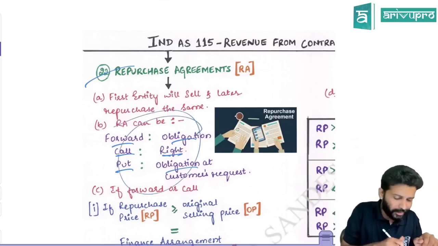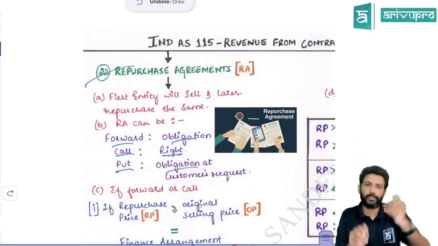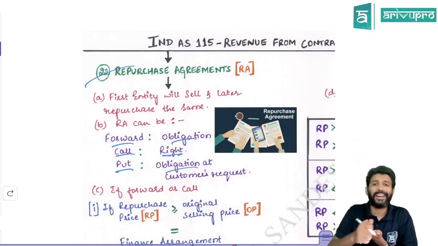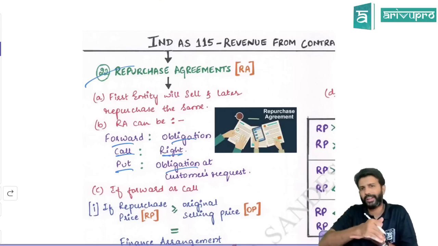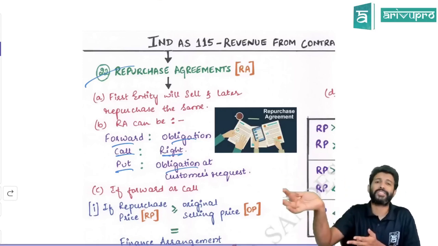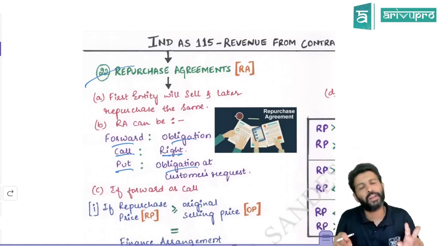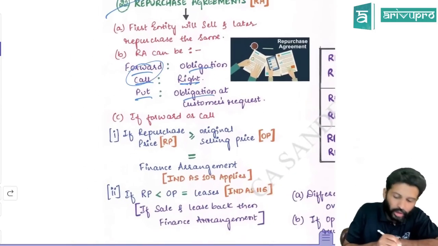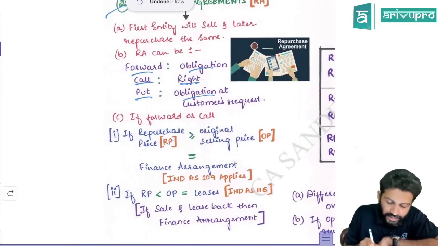So this repurchase agreement can come in these 3 formats: forward, call, put. In forward, the entity has an obligation to repurchase. In call, the entity has a right to repurchase. If they want, they'll buy, or if they want, they'll not buy. However, in put, the entity has an obligation, but at the customer's request. Only if the customer wants to sell back, then only the entity has to buy back. Otherwise, not required.